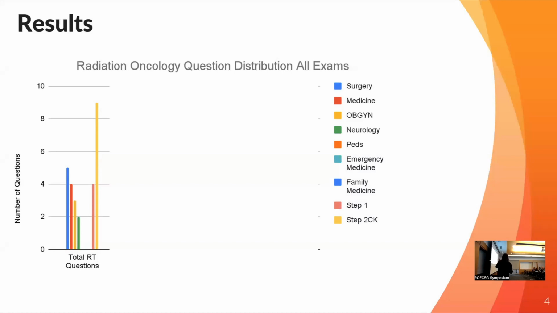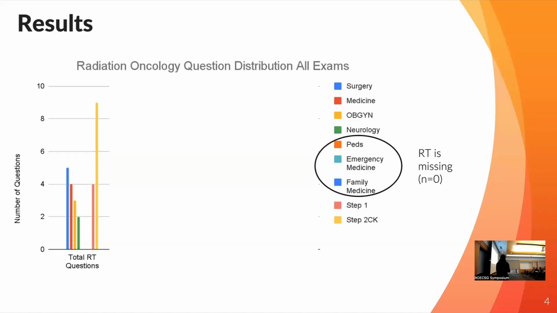So the first thing we're interested in is, where are these questions appearing throughout undergraduate medical education? It was present on all the step exams, on USMLE Step 1 and Step 2, and then most of the shelves, with the exception of pediatrics, emergency medicine, and family medicine. We didn't see any in the currently available practice questions.